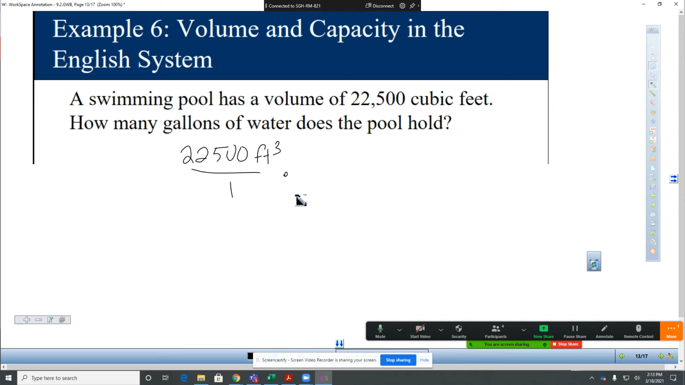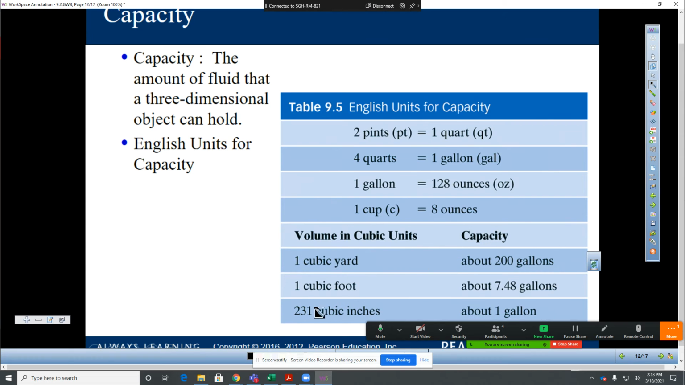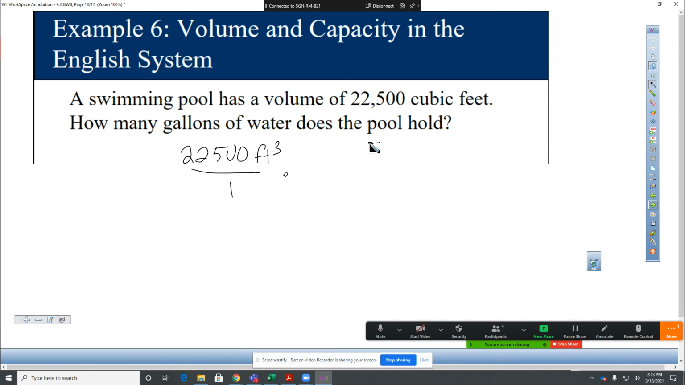Oh, well, 22,500 cubic feet over 1, and I want to change that to gallons. So I need to compare cubic feet and gallons. If you notice right here, 1 cubic foot is about 7.48 gallons. I need cubic feet to cancel. So the 1 cubic foot's going on bottom, 7.48 gallons is going on top. So that tells me I'm going to multiply 22,500 by 7.48. Exactly like we just did the other day.